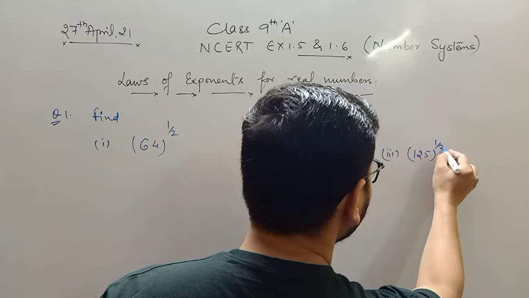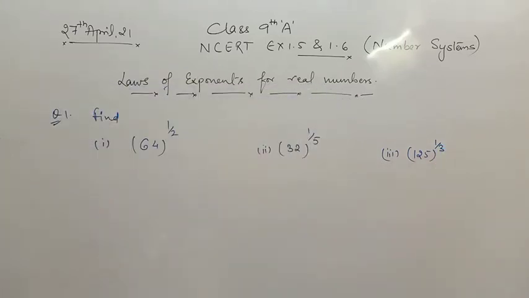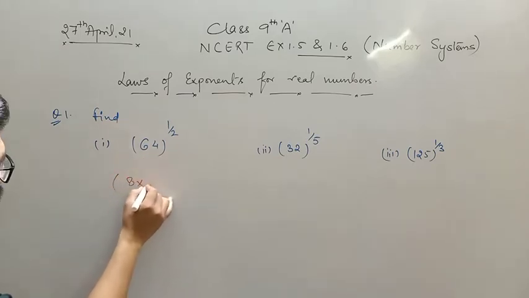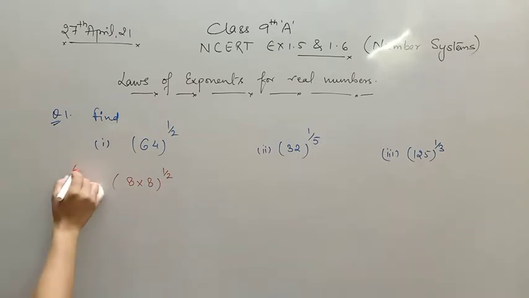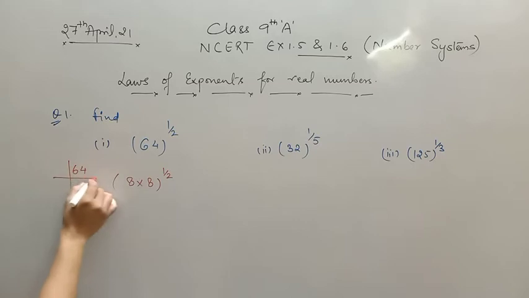Power is 1 by 3. Now, how to solve this? Now 64. So 64 ki power 1 by 2 can be written like this. Can I write 64 as 8 8s are 64? Any doubt? And how do I get 8 into 8? So I just factorize 64 like this.